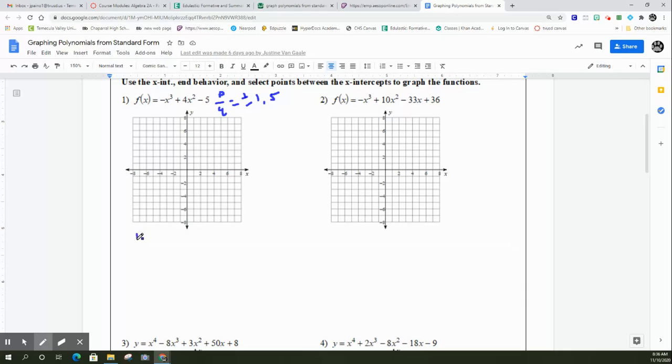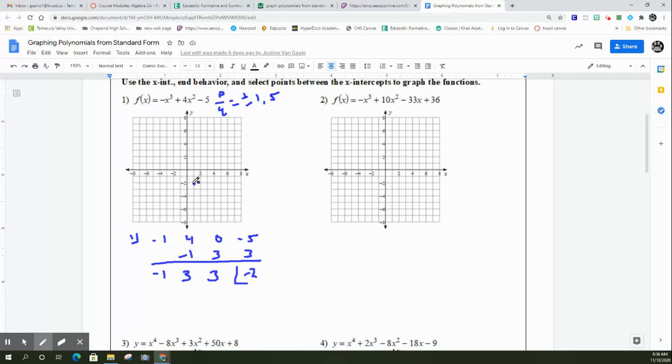So if I set up my synthetic division, -1, 4, don't forget the 0, -5. And then I start guessing. I'll start with 1. And I get -2. That's not the end of the world because now I know that the point (1, -2) is on the graph.